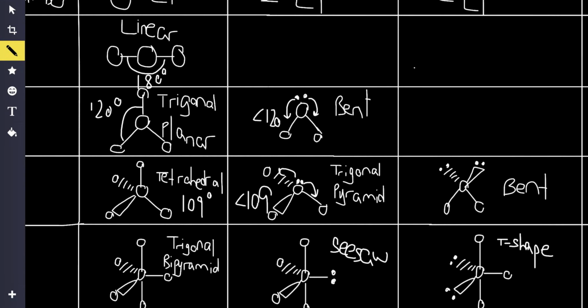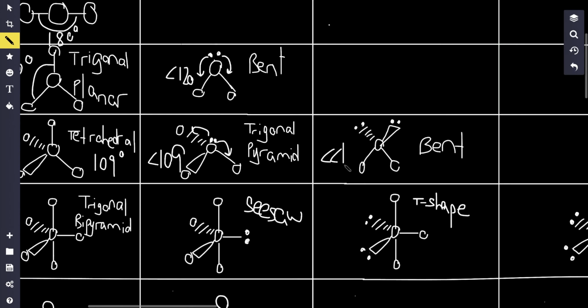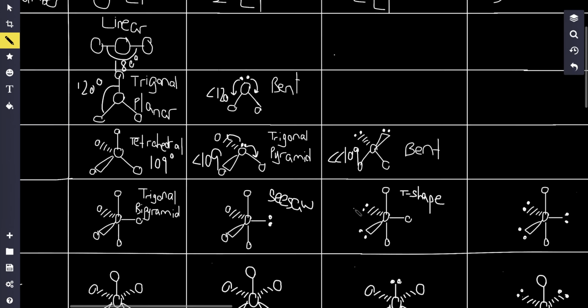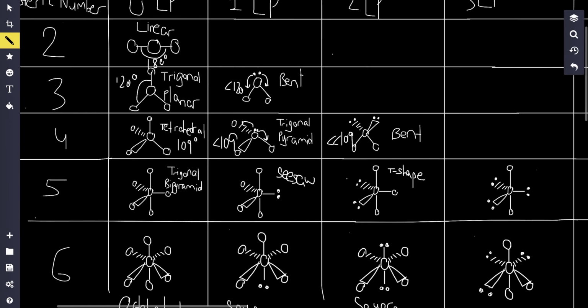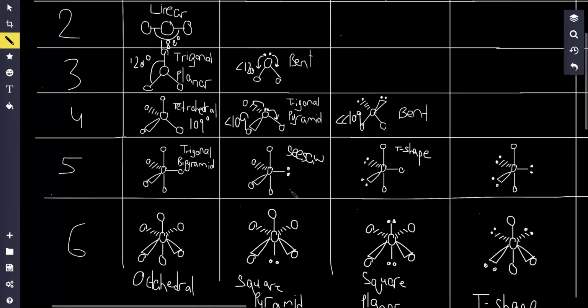And the bent structure is actually going to be quite a bit less than 109 degrees. I can't give specific angles because it's different for every bent molecule that I have. But just know that it's going to be a lot less, quite a bit less.